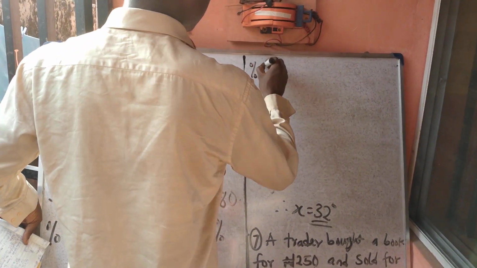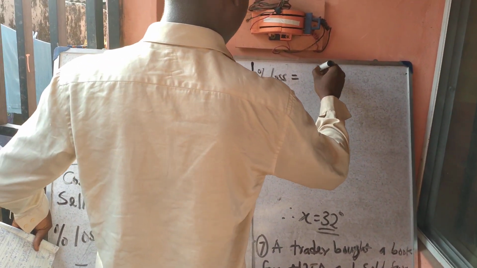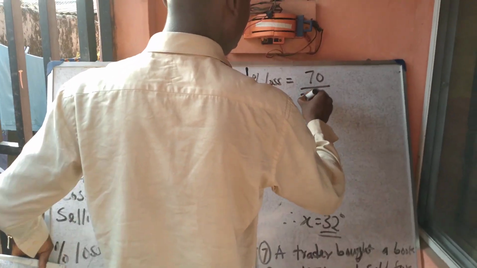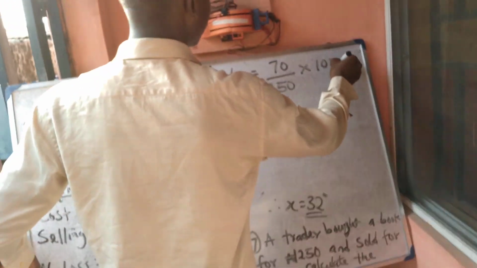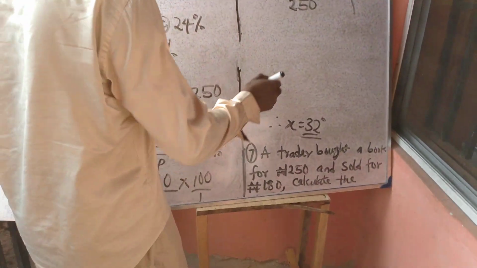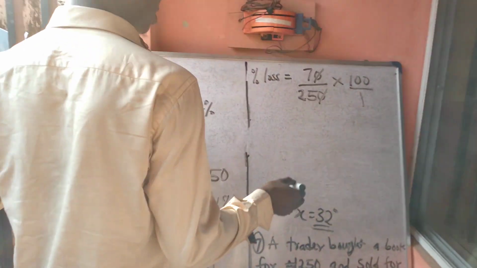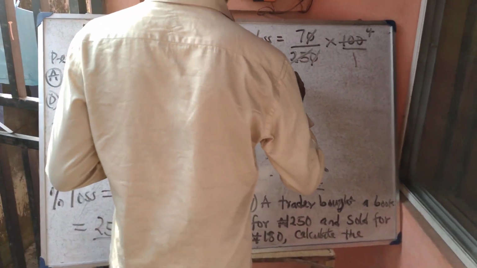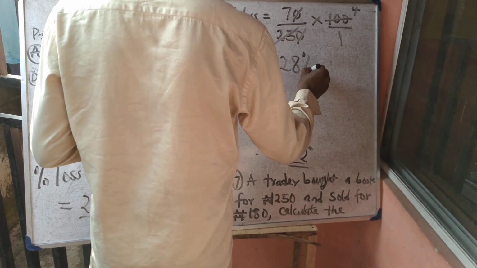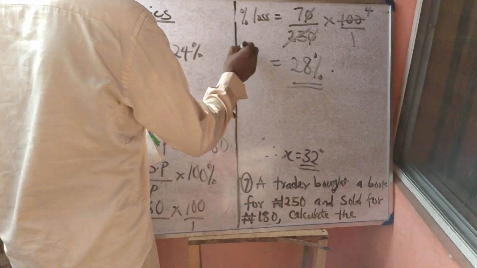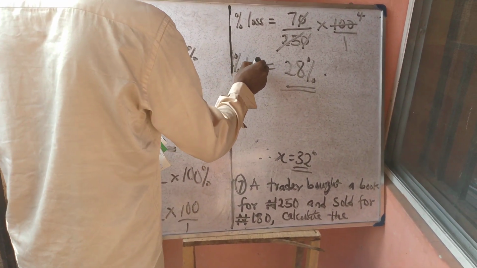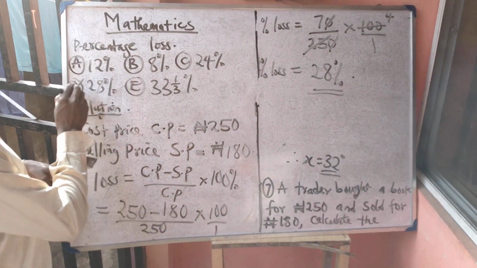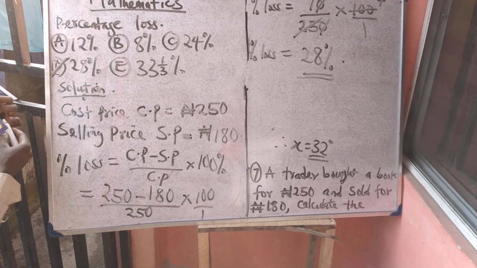So the percentage loss is 70 divided by 250 multiplied by 100 over 1. So 0 can cancel 0, and 25 going into 100 is 4. Now 7 times 4 is 28%. So it means that the percentage loss is 28%, and this is the answer. Option D is the answer.